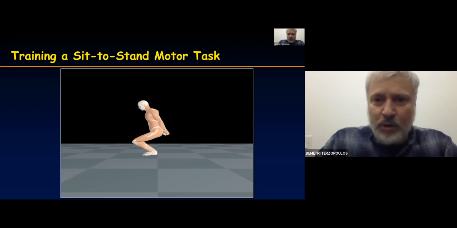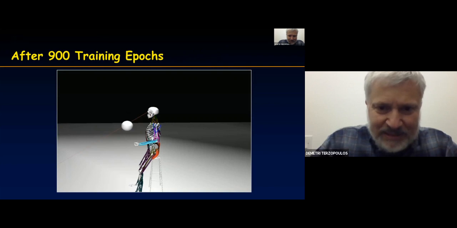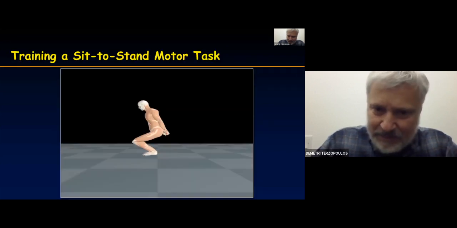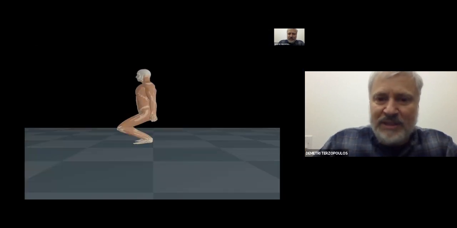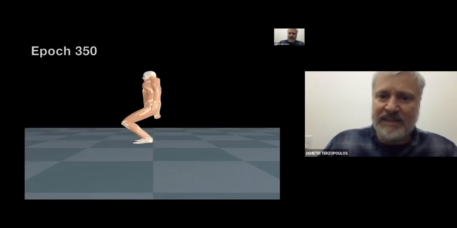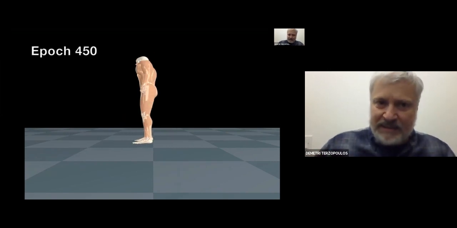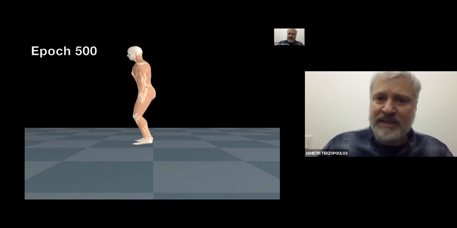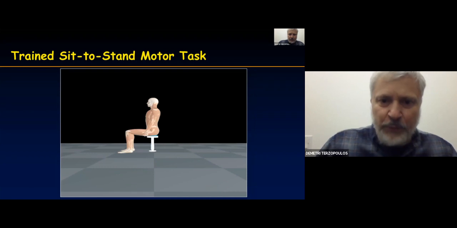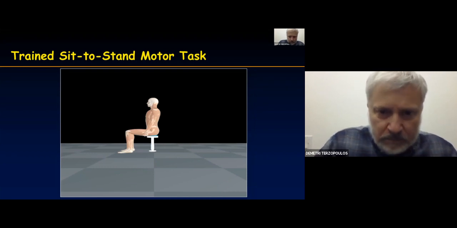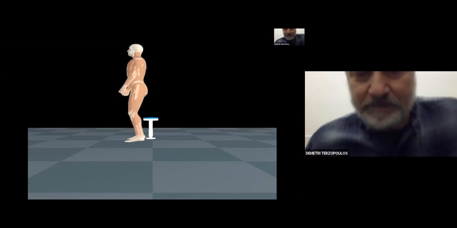Here's another, more complicated case. Sorry, let me try this again. A sit to stand. So it's in a sitting pose and it wants to stand up. At first it just falls over, but as the training progresses, it's able to do a proper sit to stand action.